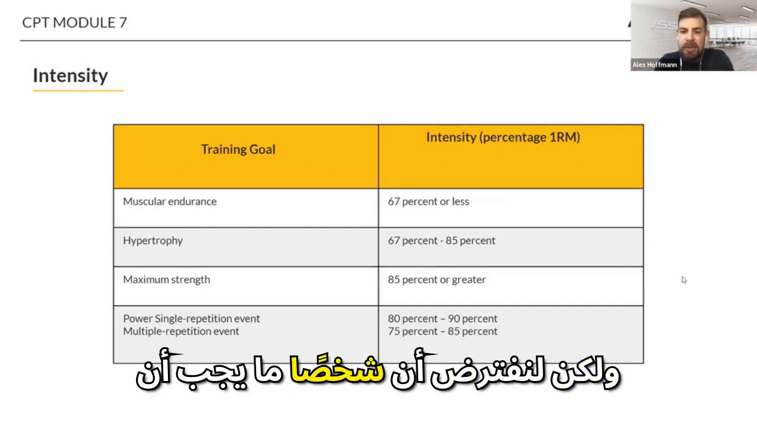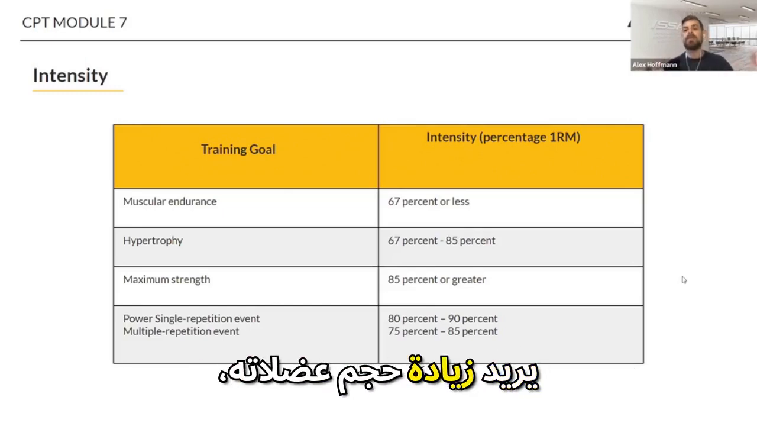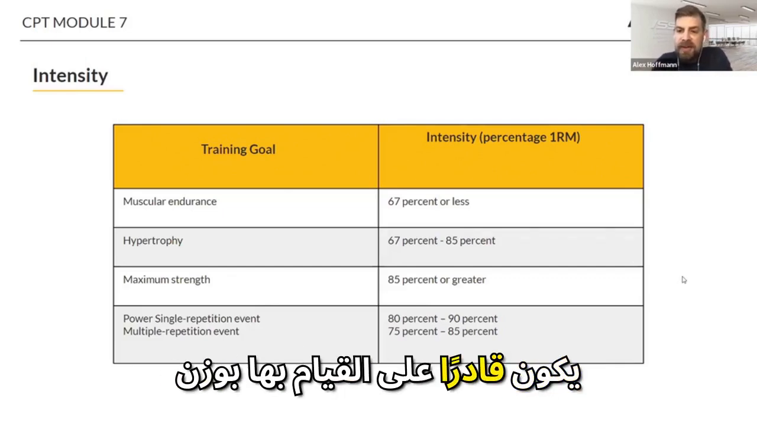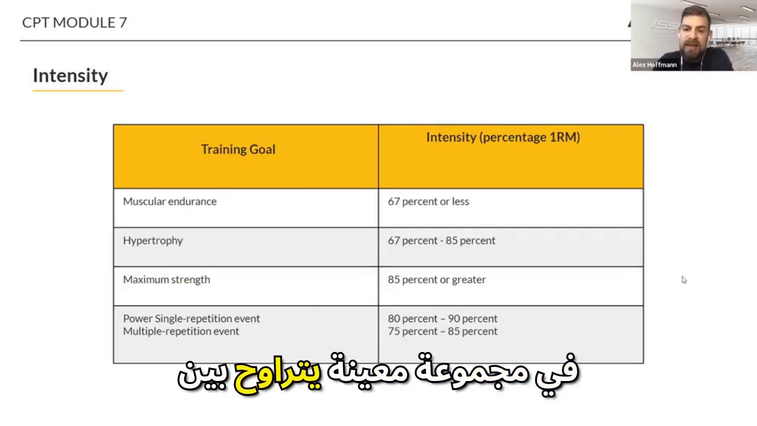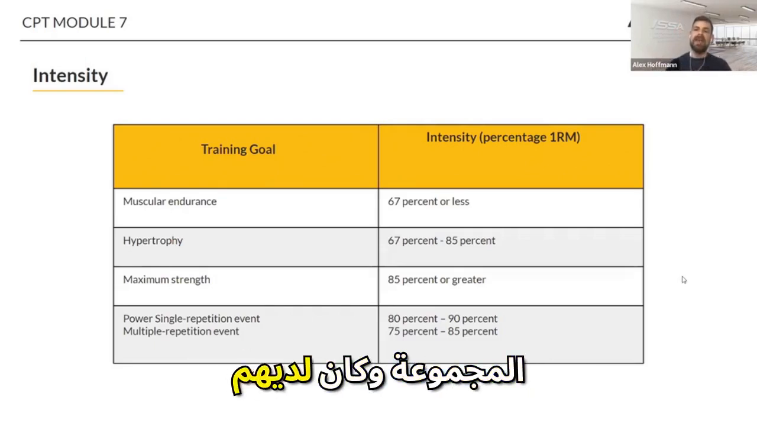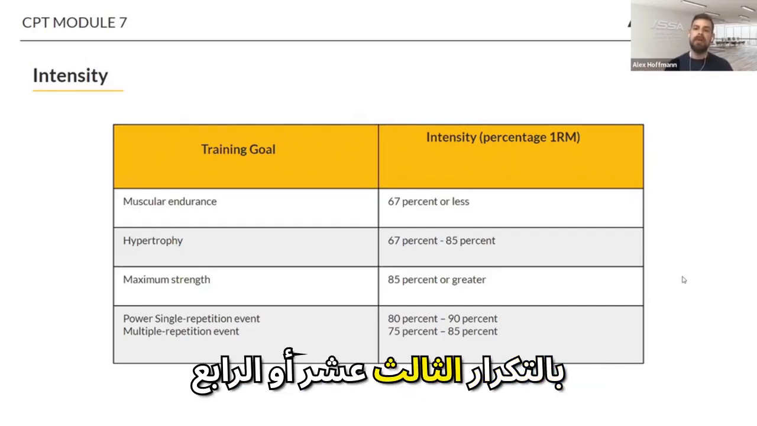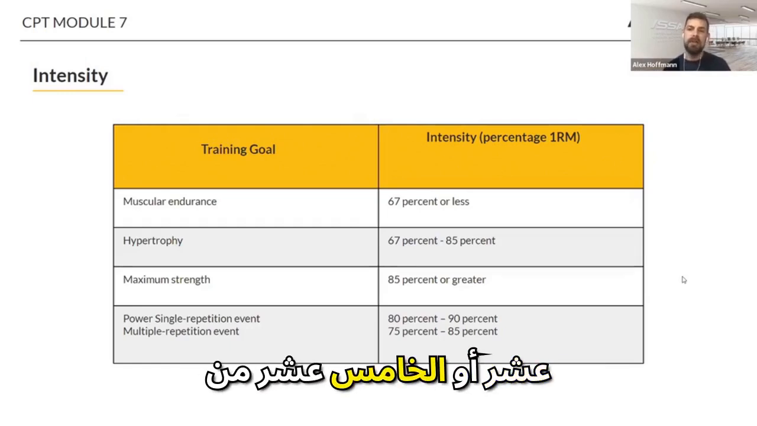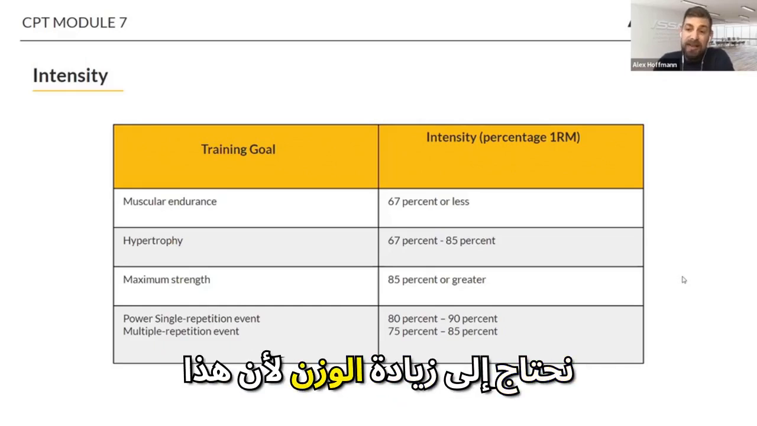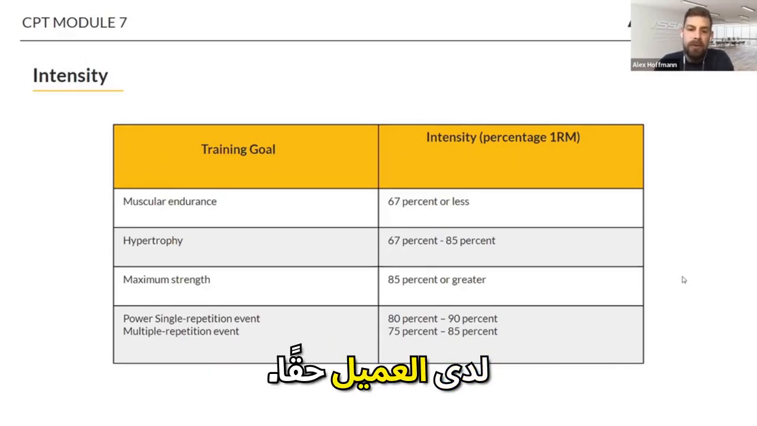But say someone should be training at 67 to 85% of their 1 repetition max because they want to grow the size of their muscle. All that means is that the total number of repetitions that they should be able to perform with a weight in a given set is anywhere between 6 to 12 reps. And so if we're getting towards the end of that set and they get to their 12th rep and they're able to do a 13th, a 14th, or a 15th repetition of that set, we know on the next set, we need to increase the weight because that weight wasn't heavy enough to truly stimulate muscle growth for the client.